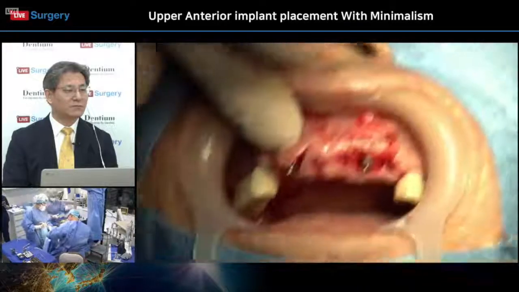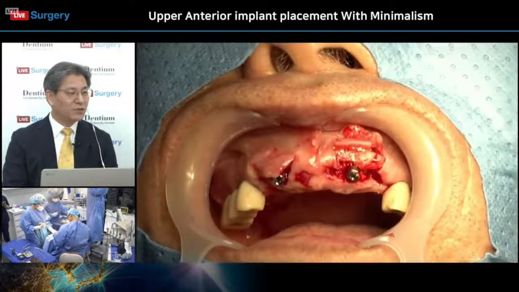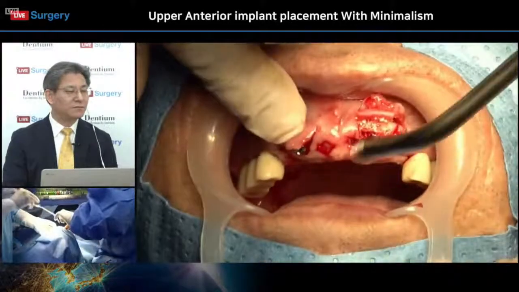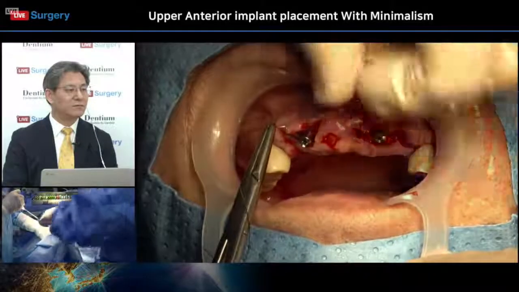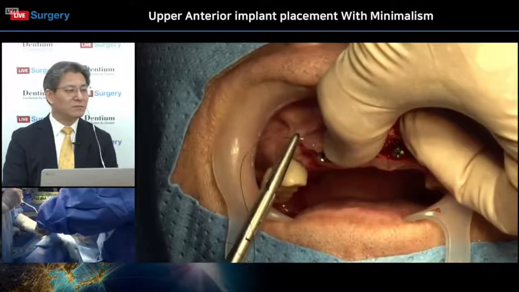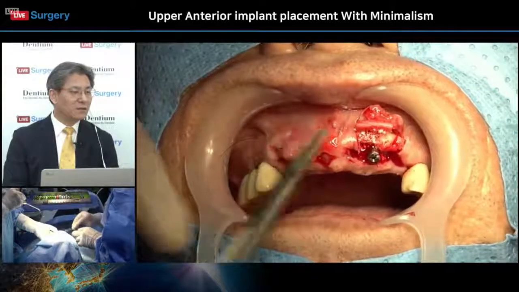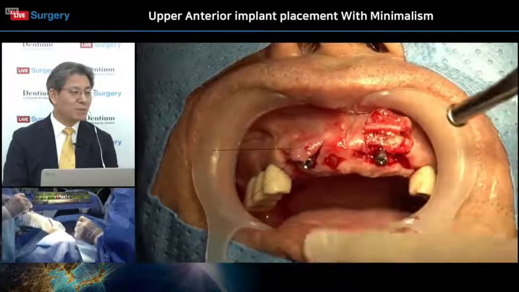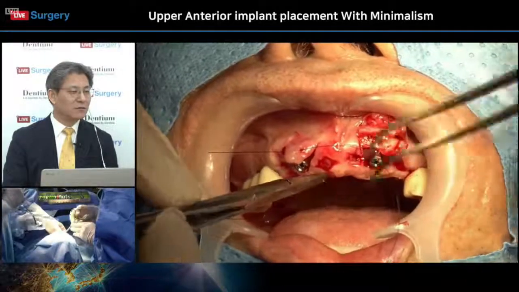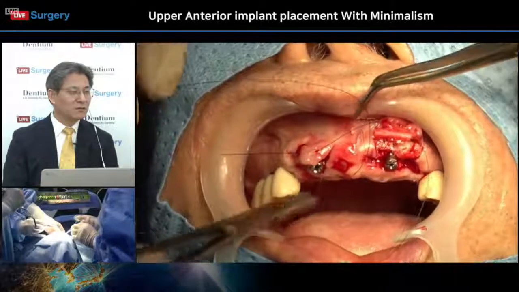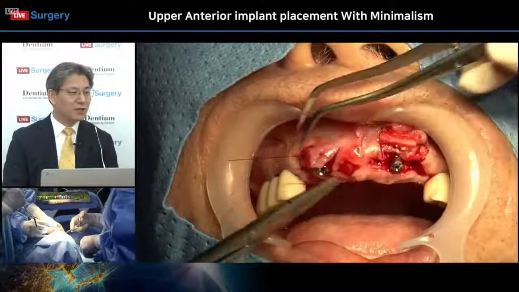And after that, I will finish the sutures. He is preparing the suture. This one is a modified horizontal mattress suture. Now, Dr. Chung is preparing to use this suture technique.